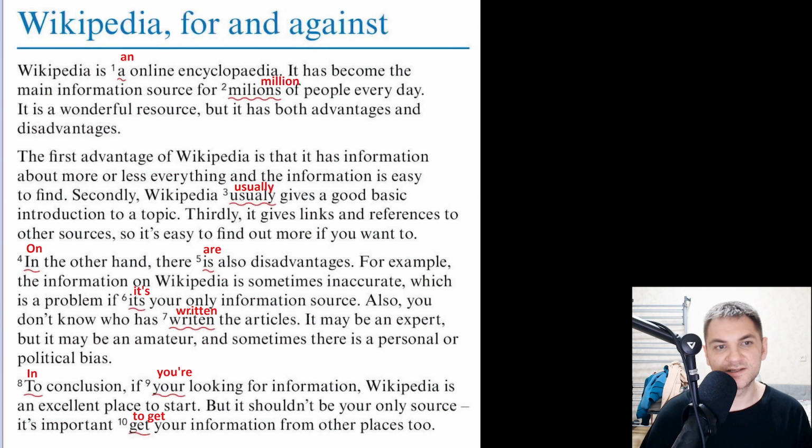Mistake 6. Oh, it's without an apostrophe. Actually, it's with an apostrophe, it's a contraction of it is or it has. Without an apostrophe, it's a possessive noun like his or her. Here the meaning is it is your only source, so we need it's with an apostrophe.